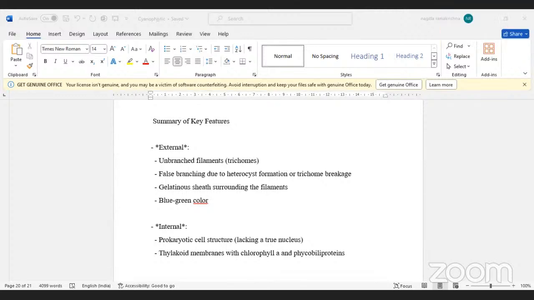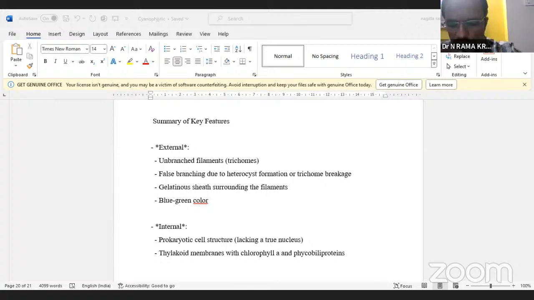Yes, sir. One of the most important questions in this one: describe the general characters of Cyanophyta and its affinities with other related groups. This is a general question and it is most important. Similarly, describe Spirulina, Lyngbya, Nostoc. It is a common short question. Sometimes it comes, for example, describe the reproduction system of Nostoc.